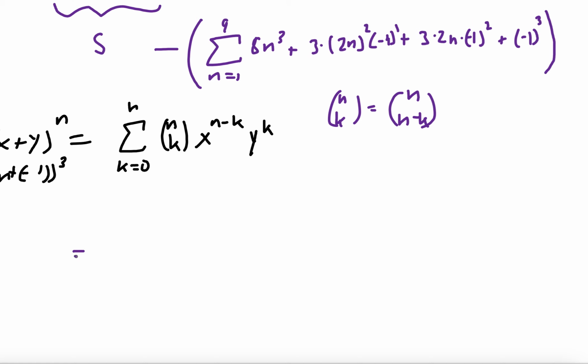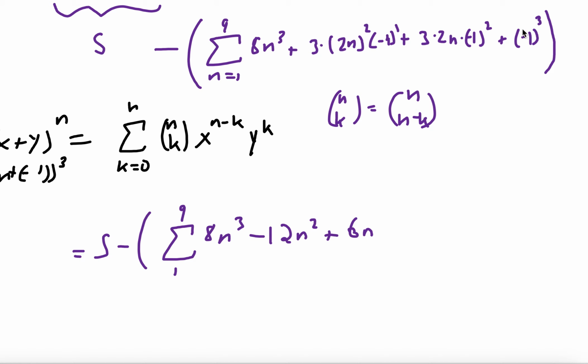So we get that it's equal to S minus the sum here of n going from 1 to 9 of 8n^3, plus, well, what's (2n) squared? That's 4n^2 times 3 is 12n^2, and then negative 1 to the first power is a minus. So you have minus 12n^2 here. And here, negative 1 squared is just 1, and we have plus 3 times 2n, which is 6n. So we have plus 6n, of course. And then finally, negative 1 cubed is negative 1, so we just say minus 1.